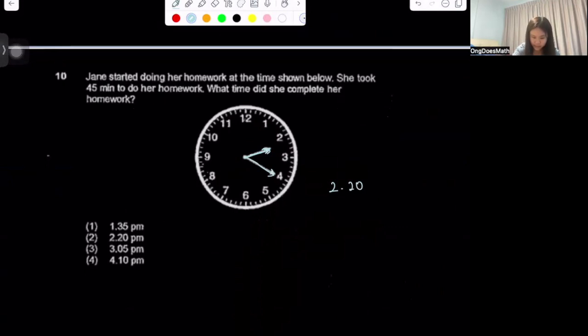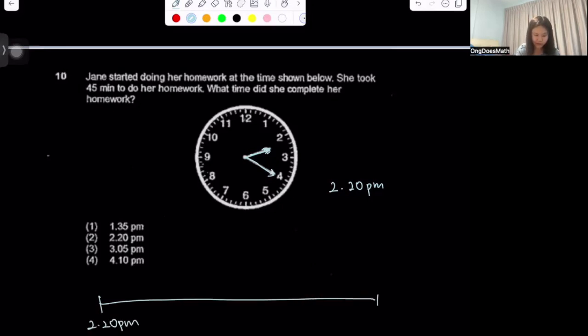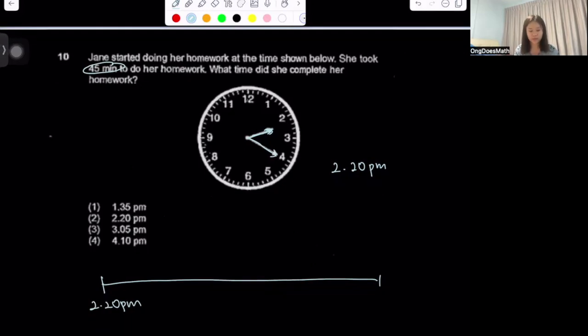p.m. But it cannot be a.m. because usually we assume that you guys don't do homework at midnight. Instead, you do it in the afternoon. So James started at 2:20 p.m. Then she took 45 minutes. So we can split this 45 minutes. What we want to do is find out what's the nearest hour to 2:20 p.m. So the nearest hour is 3 p.m., right?